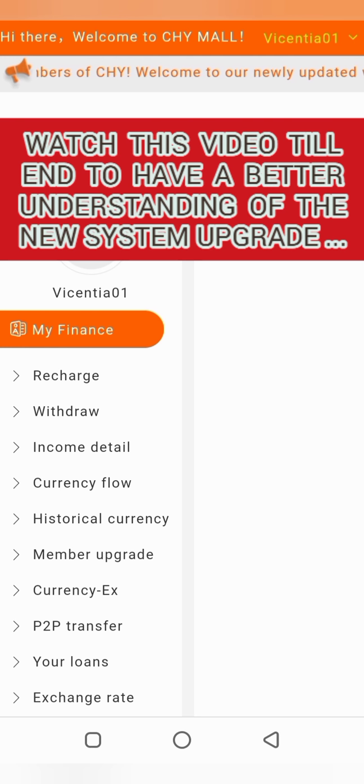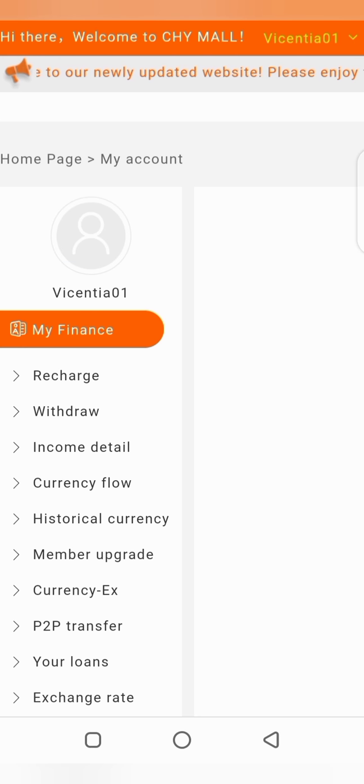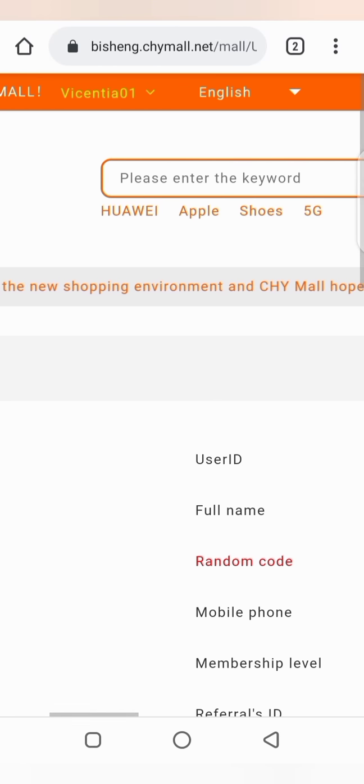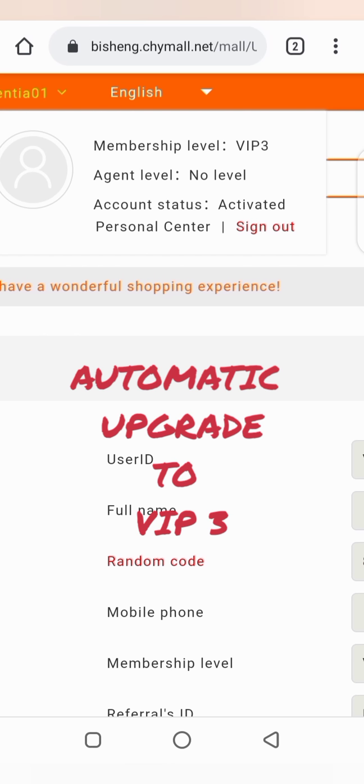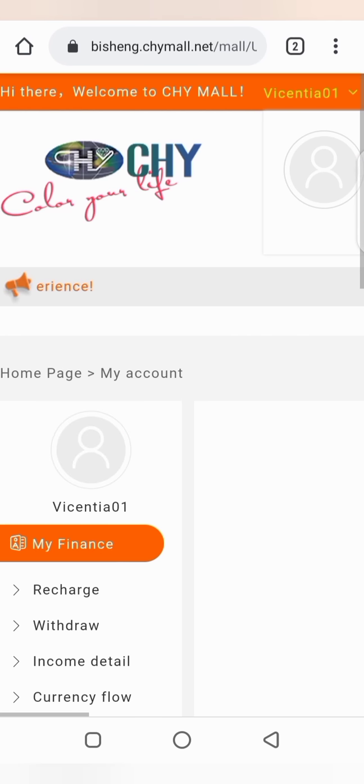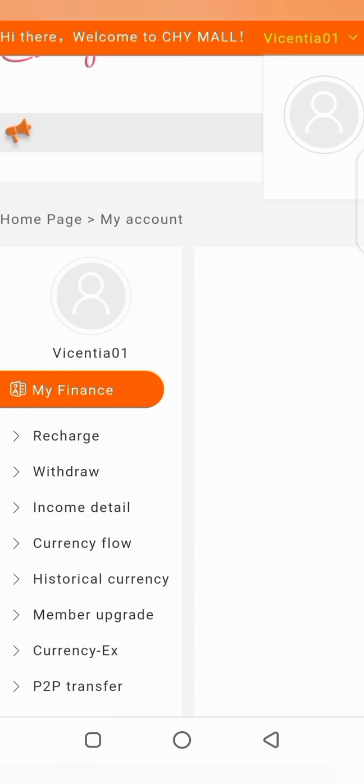Okay, so I'm going to be using one of my accounts which was previously a VIP2 account, and it was upgraded to a VIP3, because I selected this account because it's going to let us have a better understanding. So the key thing you should note is that every calculation on this new system upgrade is at the currency flow.